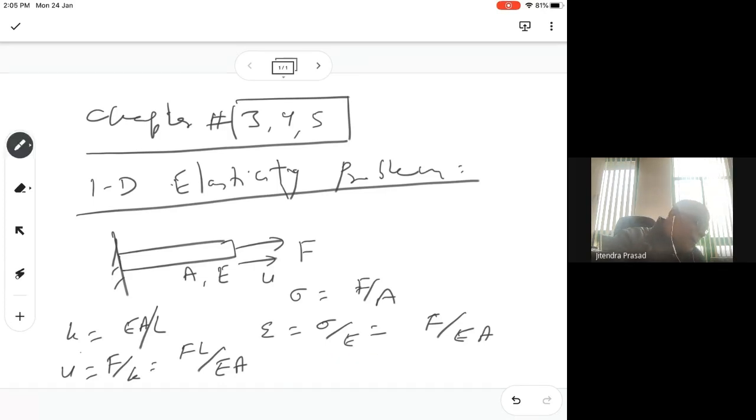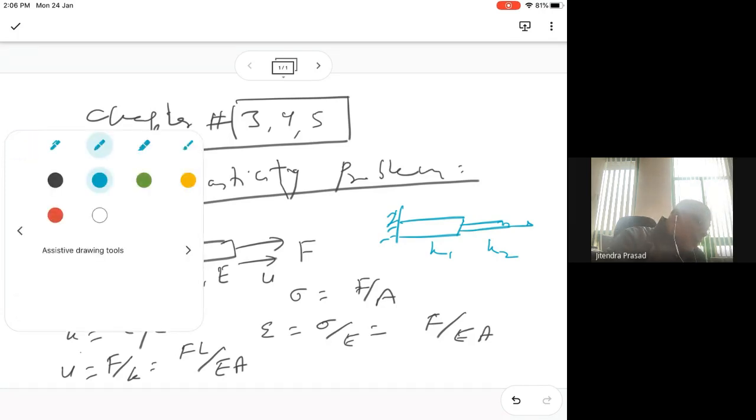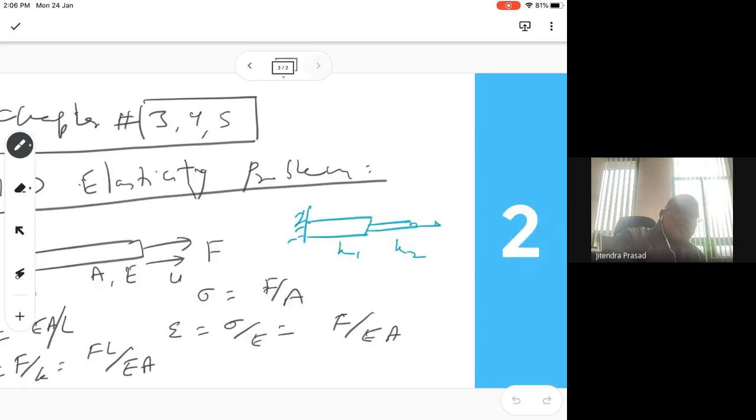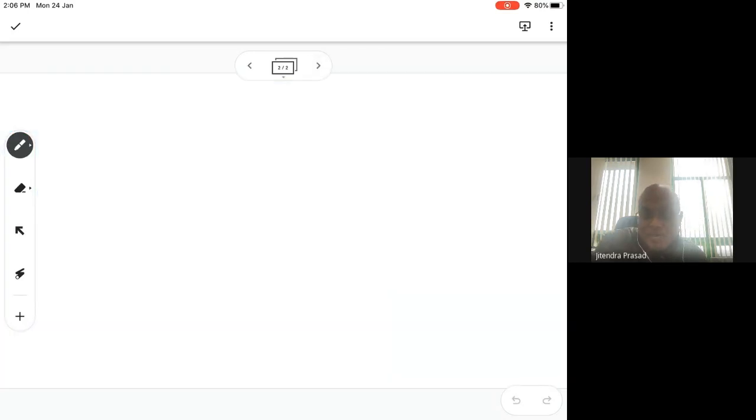If there is a series of bars, in that case what you do, you have K1 and K2, and based on that you solve the problem. So this you know. Now what we don't know so far is what happens if the equation is given.